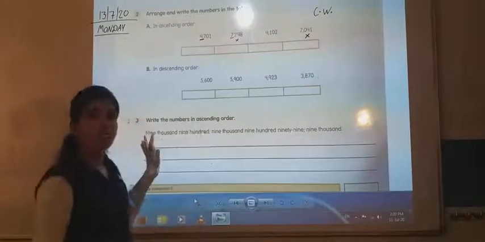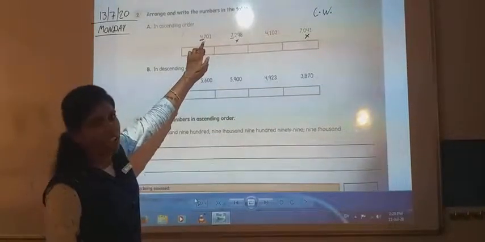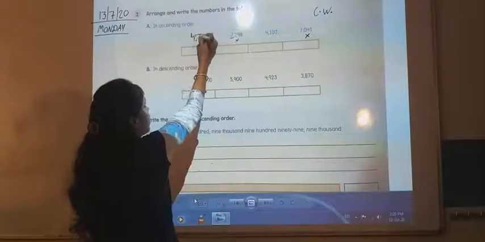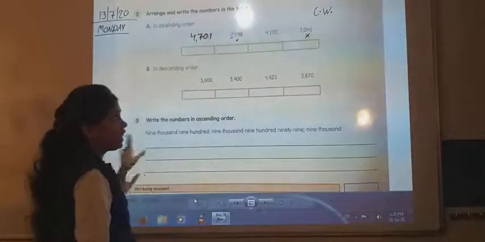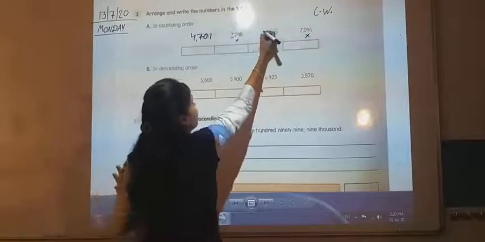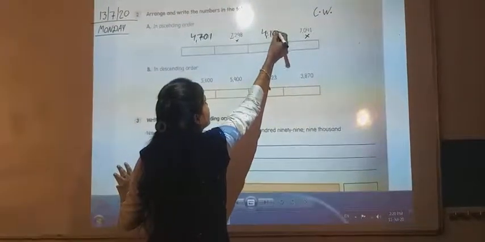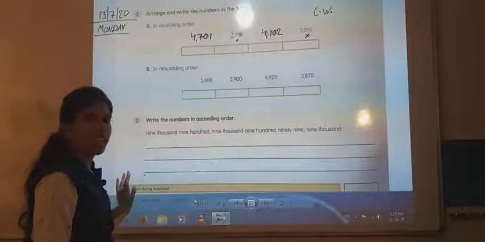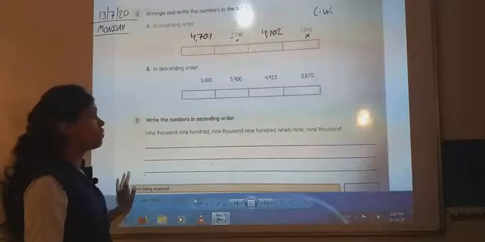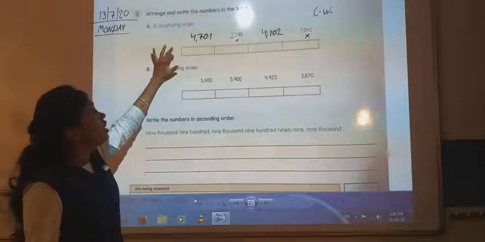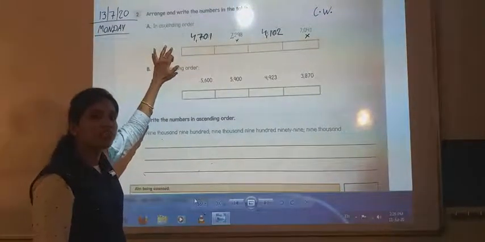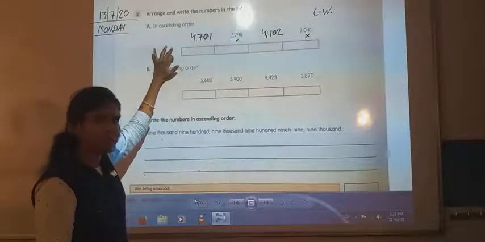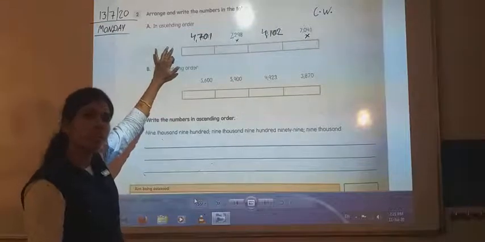Come on to the next place, the hundreds place. We have 7 in the hundreds place, and in the other number we have 1 in the hundreds place. Now we can compare easily. Yes students, tell me, which one is smaller, 7 or 1? Yes, 1 is the smaller number.